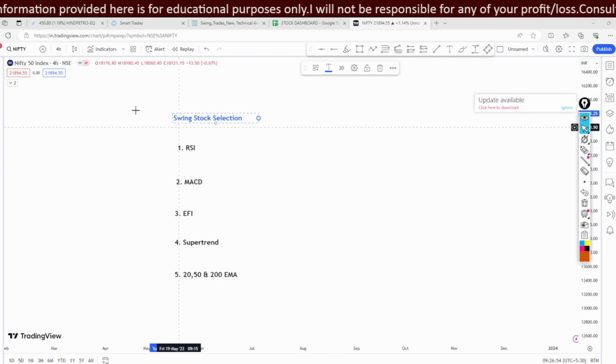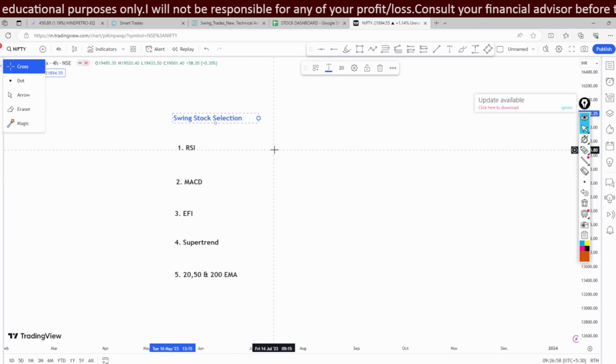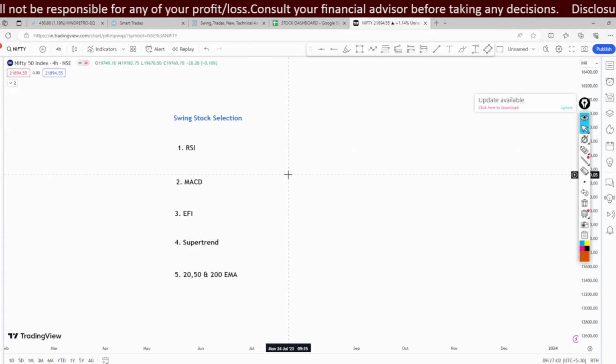Okay, so today's video is on one of the interesting topics, swing stock selection. Most of you will be looking for swing stock selection, how to select the stocks for swing for 1 month or 2 months or 3 months, maybe for 6 months. So today we will be discussing the selection process.